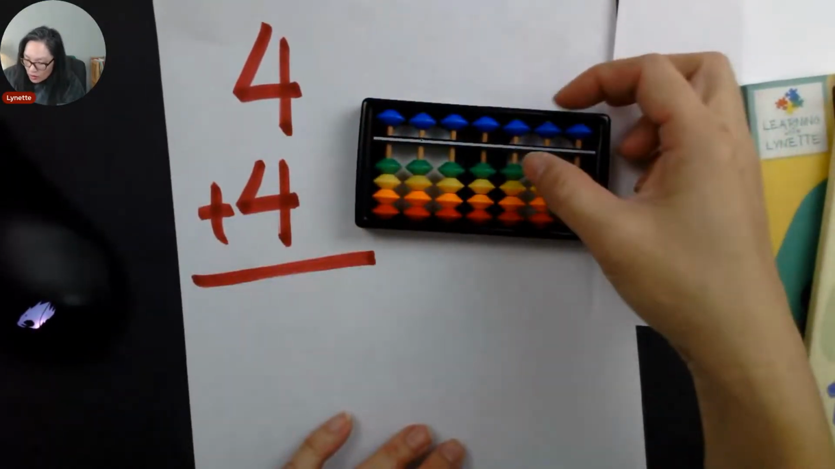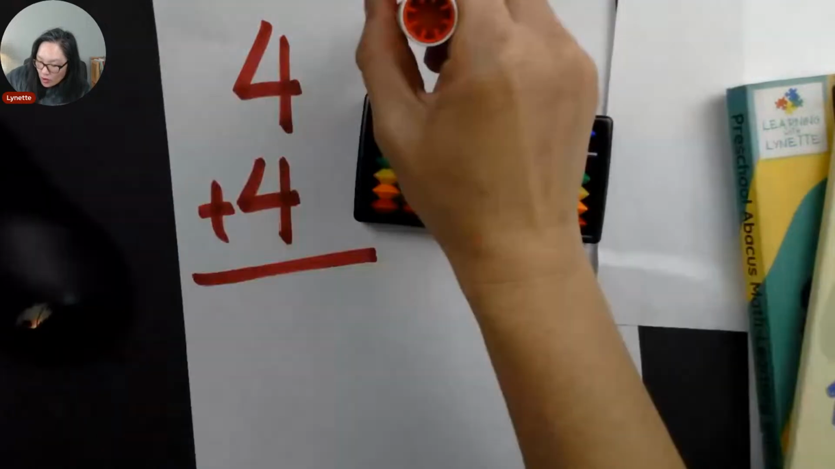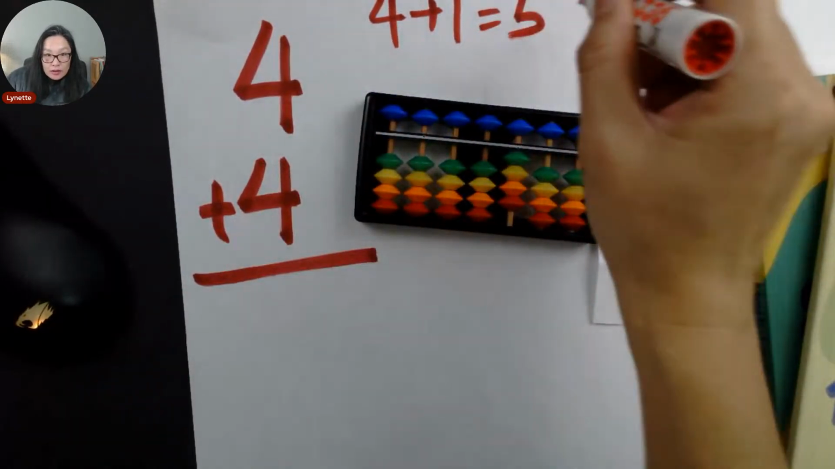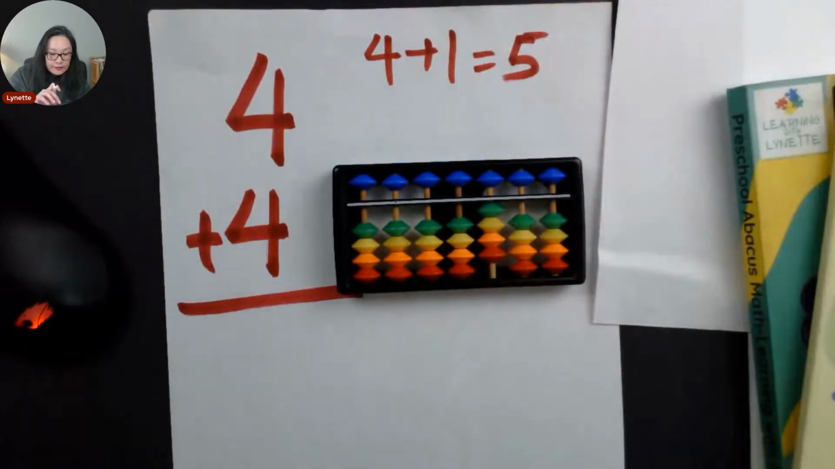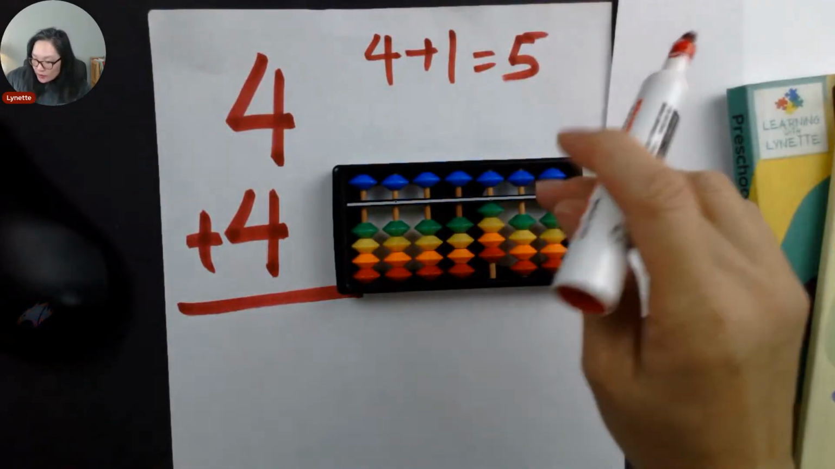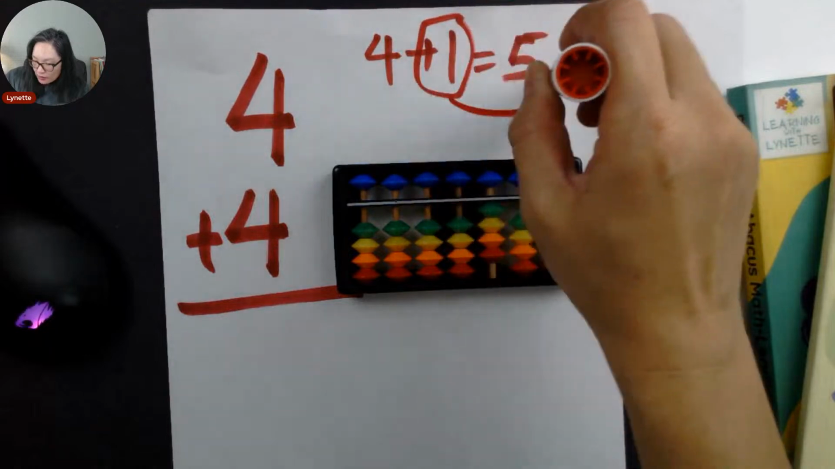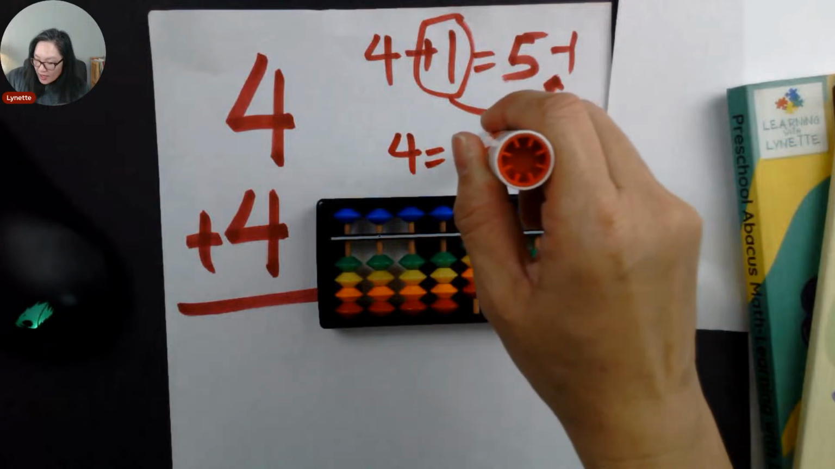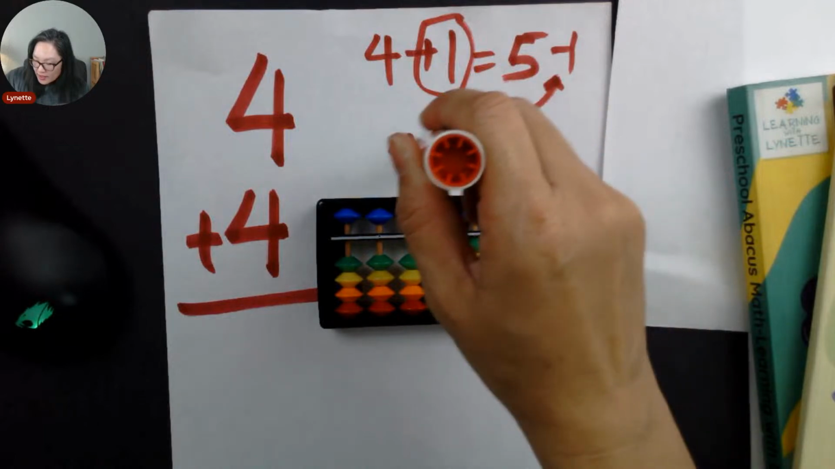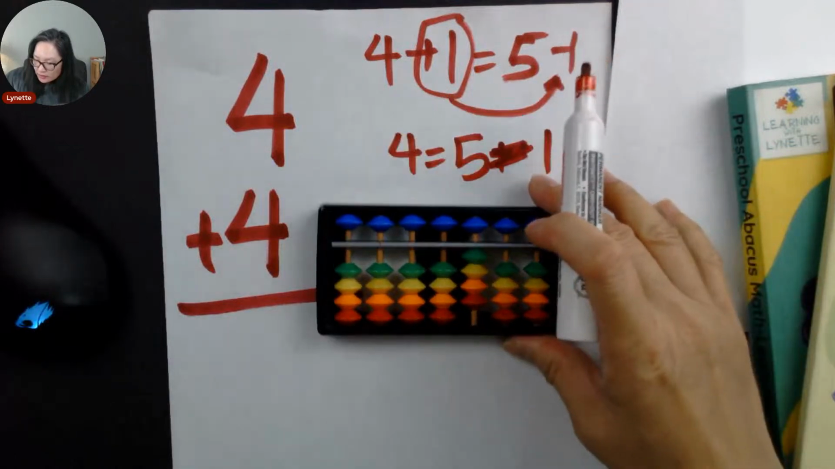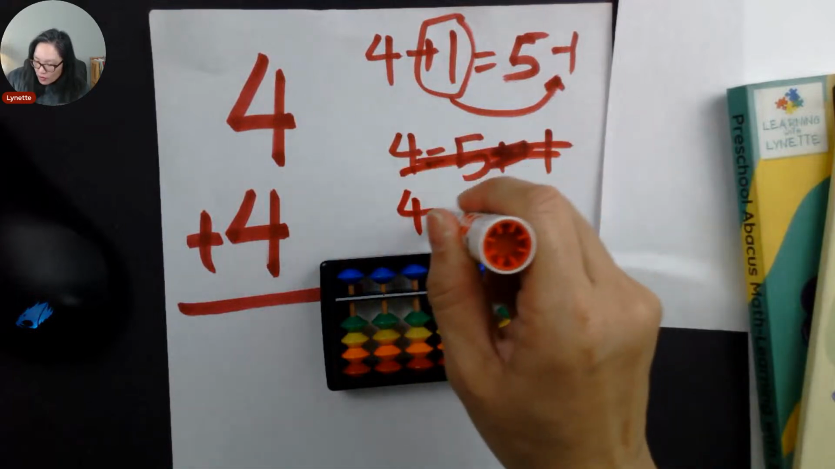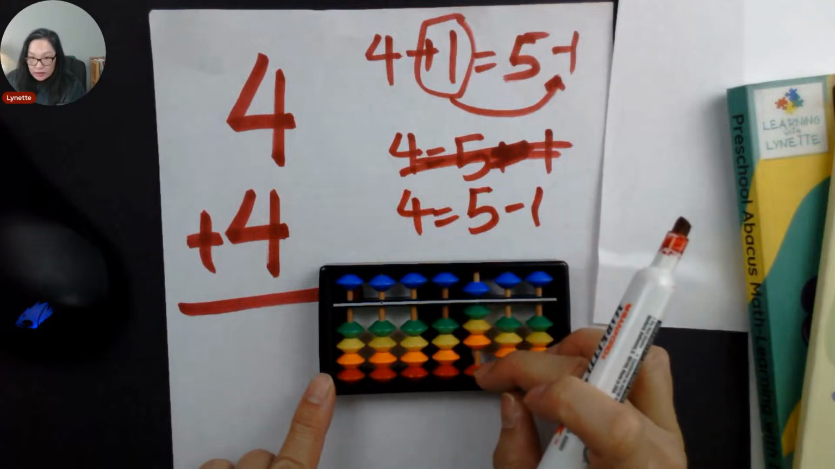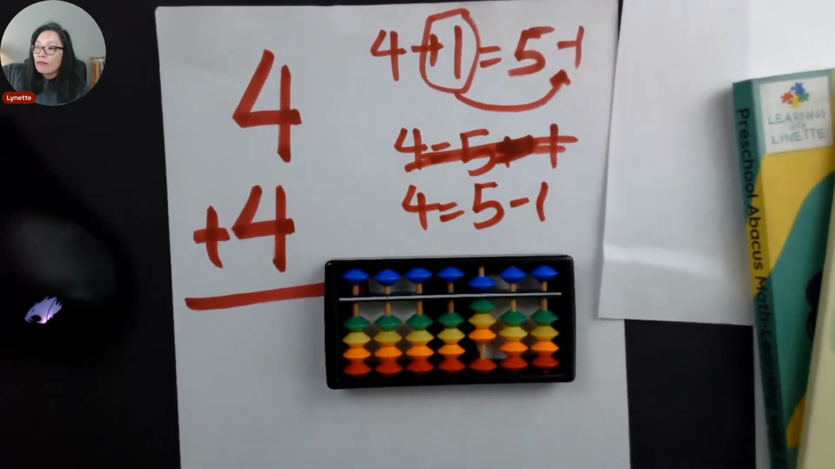So we do 4, and then we know 4 plus 1 is equal to 5, right? Oh, there we go. 4 plus 1 is equal to 5. So what do we do? Well, we take this and we move it to this side. So it's a minus 1. When we rewrite the question, it's 4 plus 5 minus 1. Let me rewrite that. 4 is equal to 5 minus 1. So we add the 5 and we take away the 1. I don't know if you can see that.